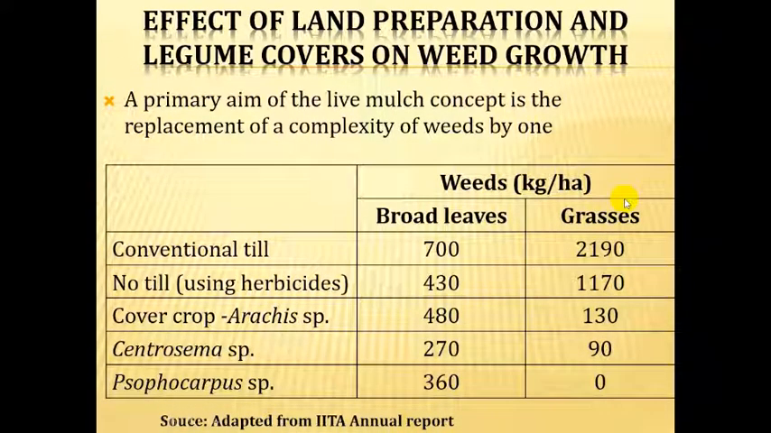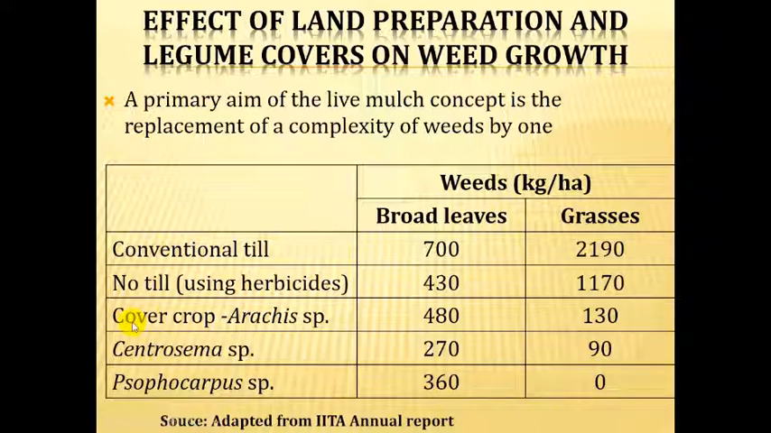Look at this table. Weeds categorized as broad-leaved weeds and grass weeds are there on these two columns. Here the different land preparation practices and cover crops are also there. So when there is a conventional tillage, the broad-leaved weeds and then grass weeds are growing more in kilograms per hectare. And then when it is no-till, that means using herbicides, still some broad leaves but lesser number than the conventional tilling, and then grasses are growing.